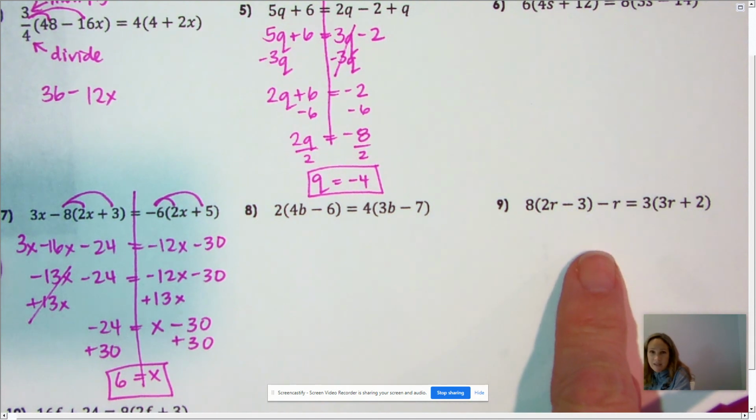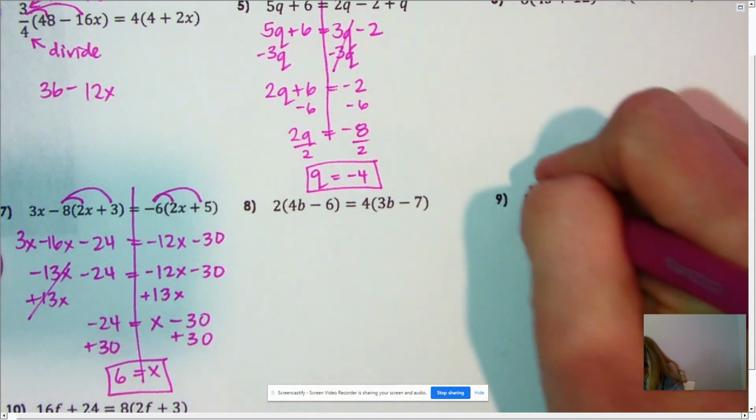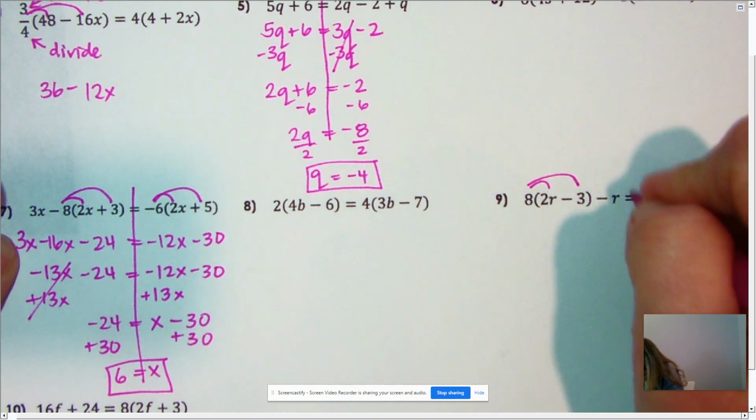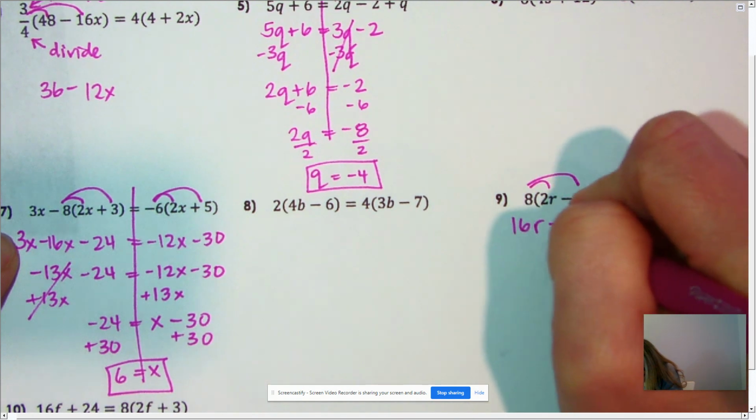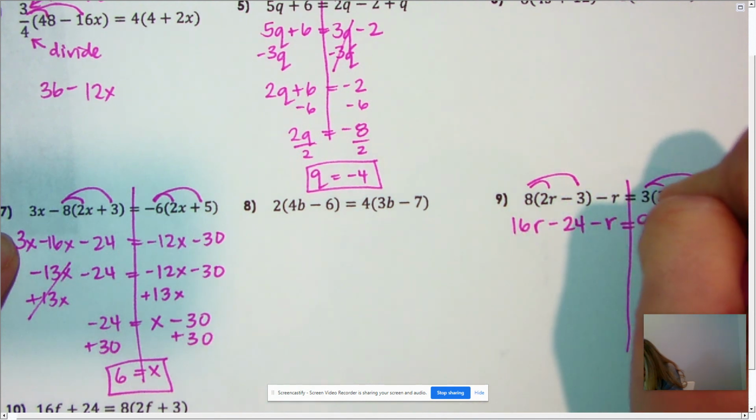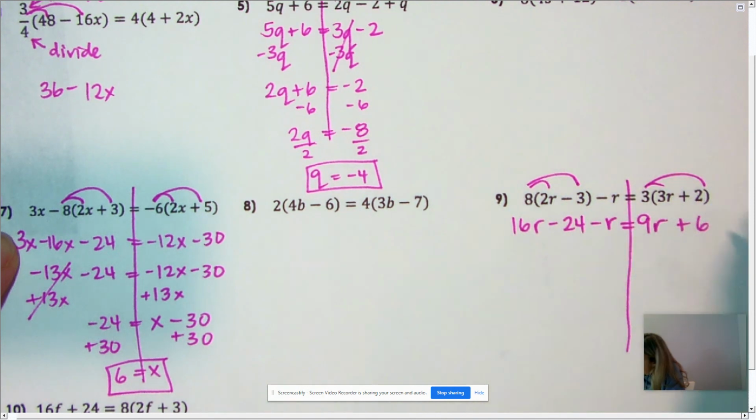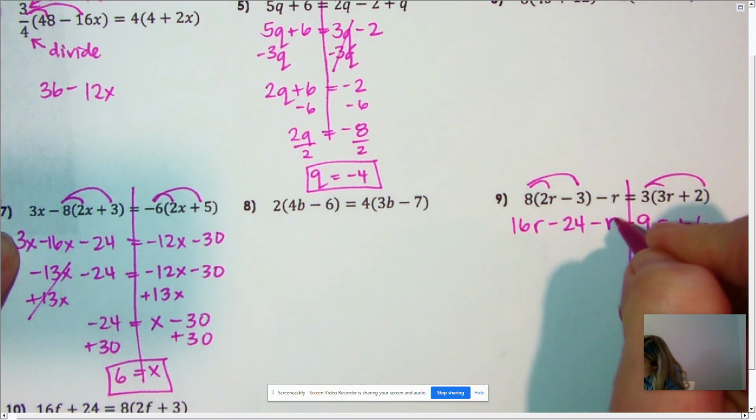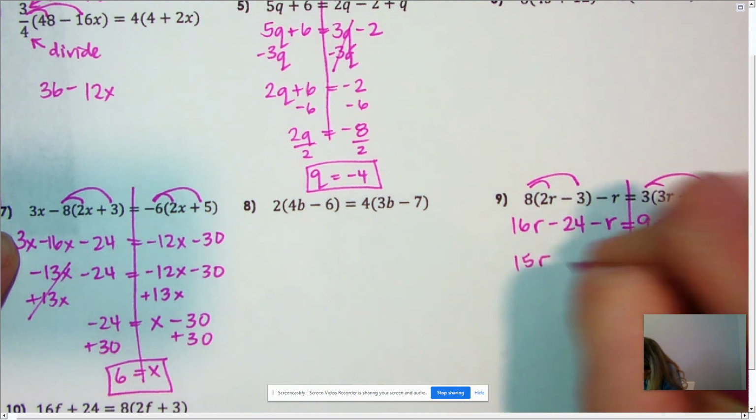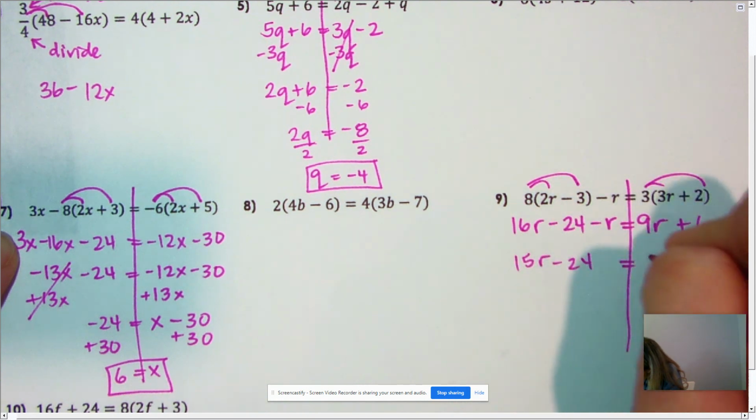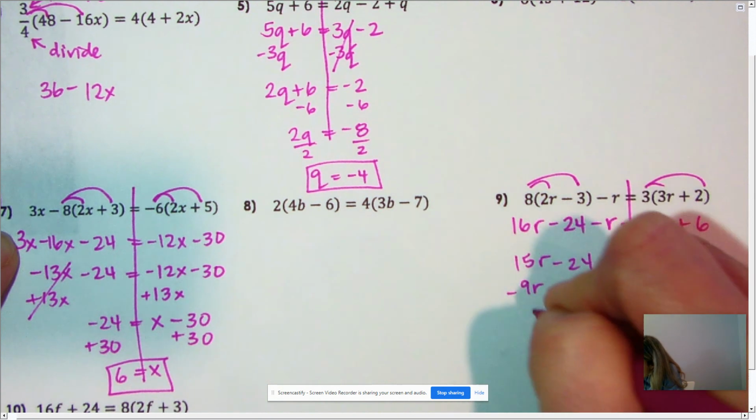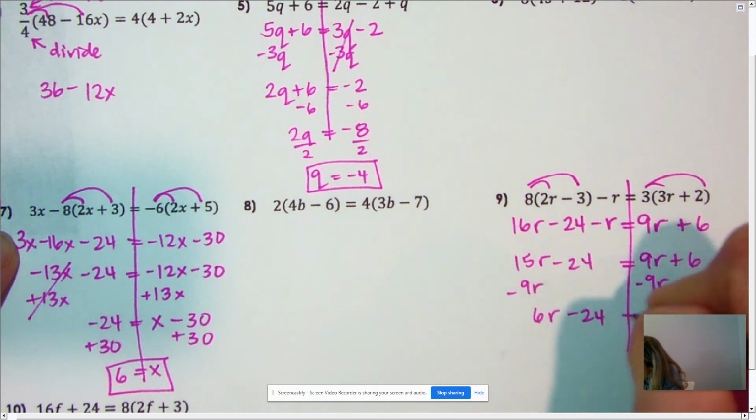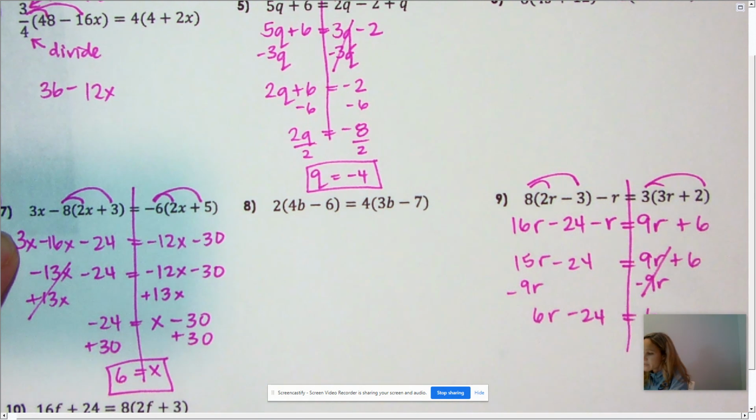On this one, it's another long problem. So we're going to distribute. We're going to combine like terms. So I have 16r take away 24 minus r is equal to 9r plus 6. And then 16r's take away 1r would be 15r minus 24 is equal to 9r plus 6. Then I'm going to get rid of the smallest value of r. So 6r minus 24 is equal to positive 6 because those ones canceled.